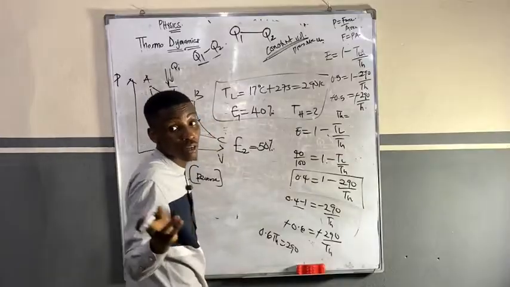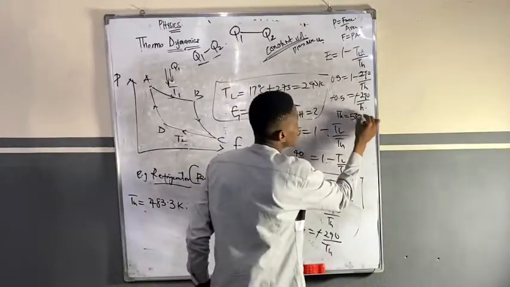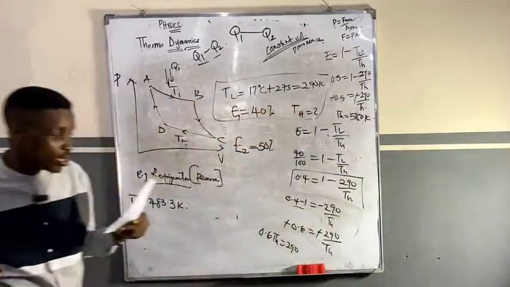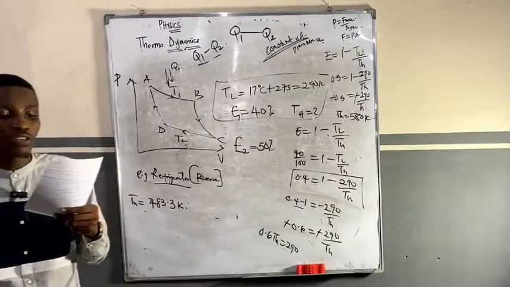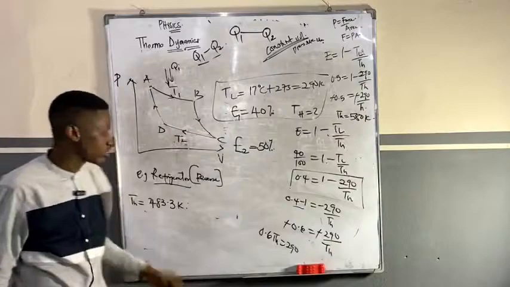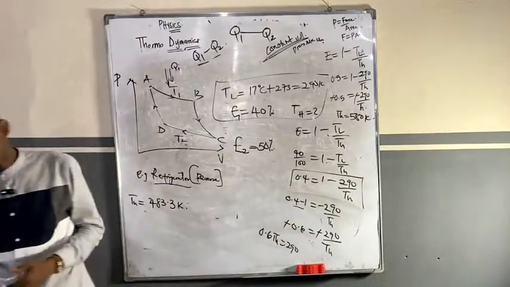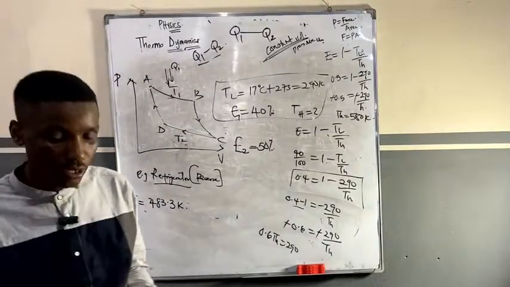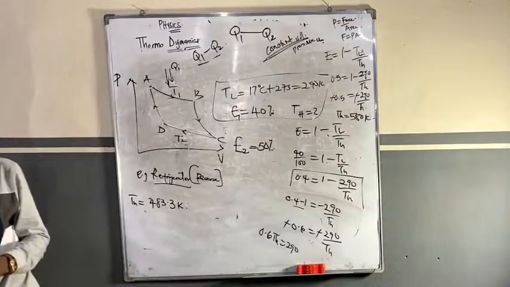290 over 0.5, what's the answer, please? 580 Kelvin. So what was the question? How much does the temperature of the higher reservoir have to be increased? Your answer will now be 580 minus 483. Any answer you have is correct. So that is that for that.